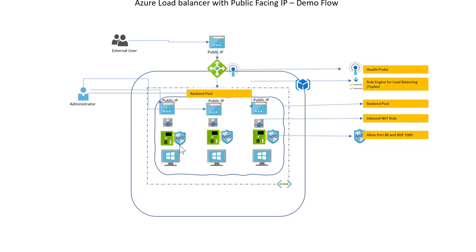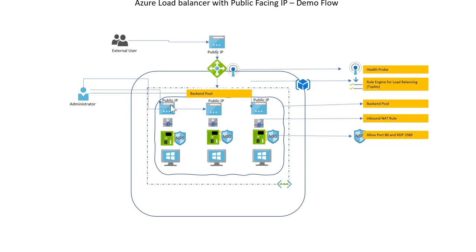Additionally, we will create 3 virtual machines, and each of these virtual machines will be attached to a network interface card. Within the network interface card, we will be configuring an NSG, a network security group, that will allow only port 80 and port 3389. Because port 3389 is a very well-known port, we also do some NATing rules so that a different port would be given to port 3389, and these machines will also have a public IP address.